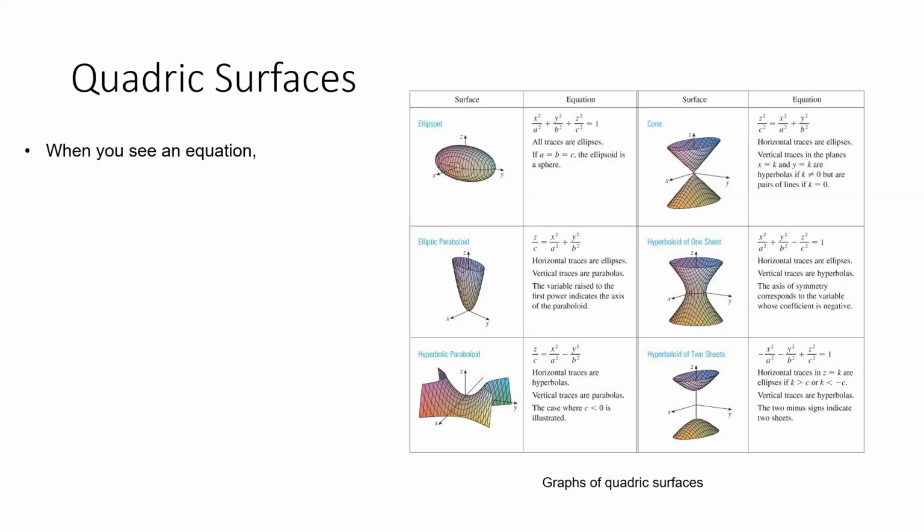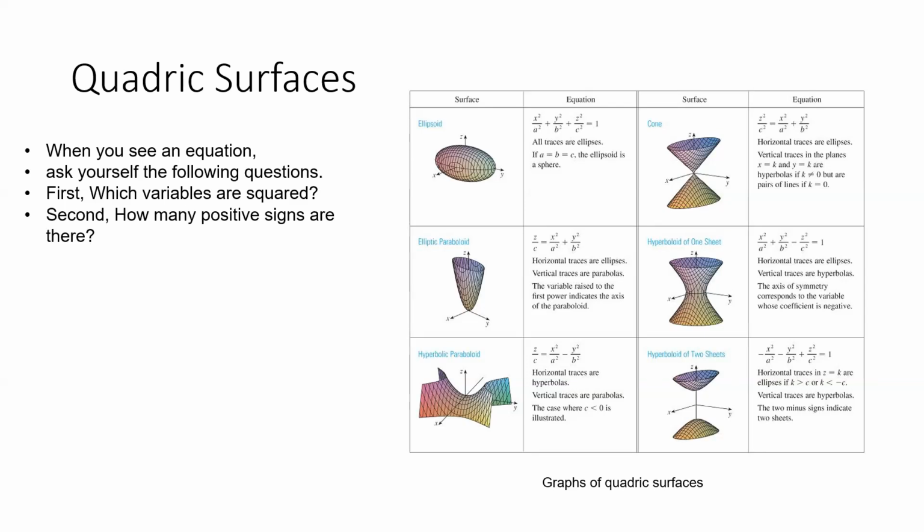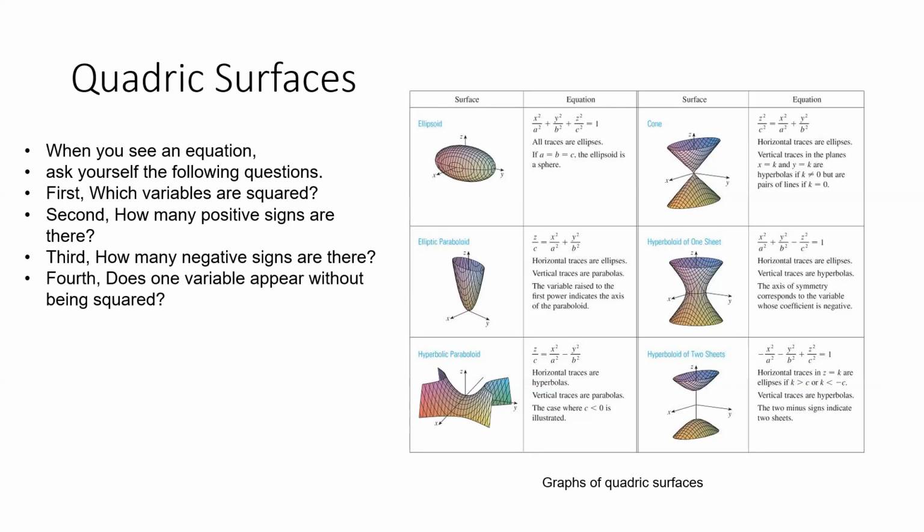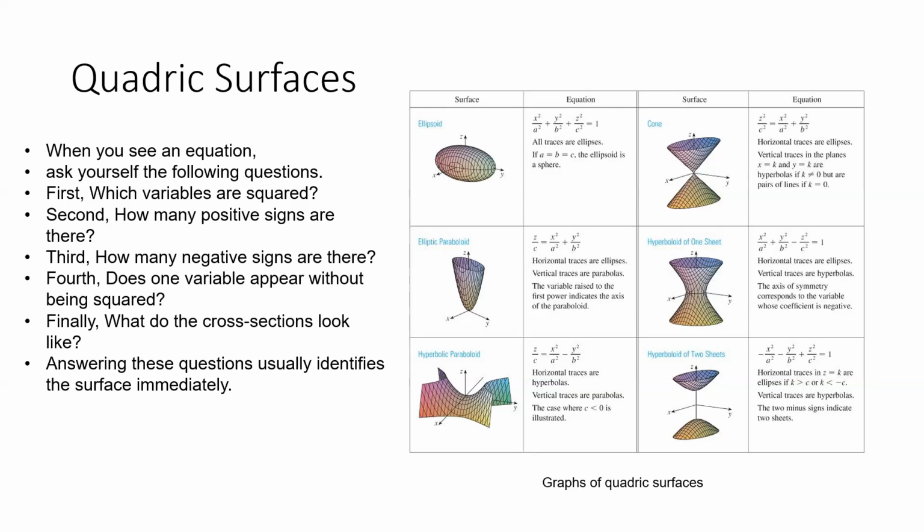Okay, if you have an equation and you have to identify the quadric surface, then you should ask the following questions. Number one, which variables are squared? Number two, how many positive signs are there? Number three, how many negative signs are there? Number four, does one variable appear without being squared? And finally, what do the traces and cross sections look like? Answering all these questions usually identifies the surface immediately.